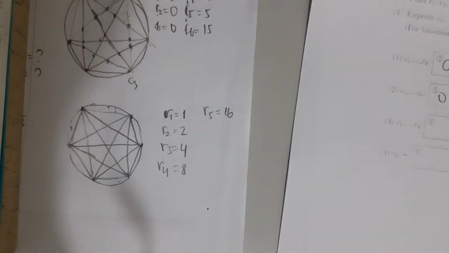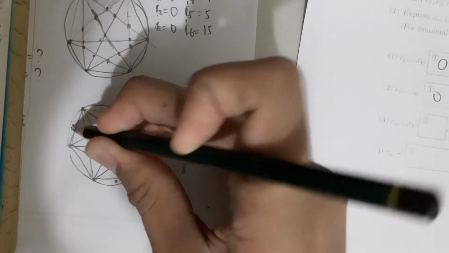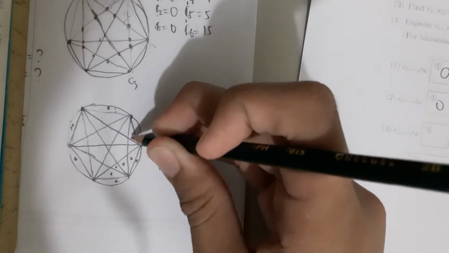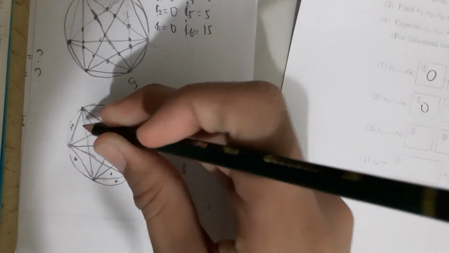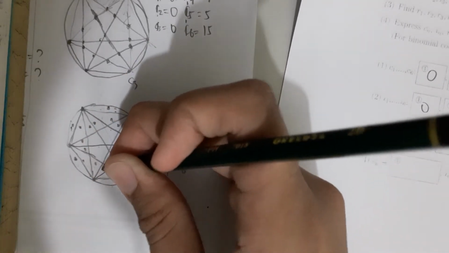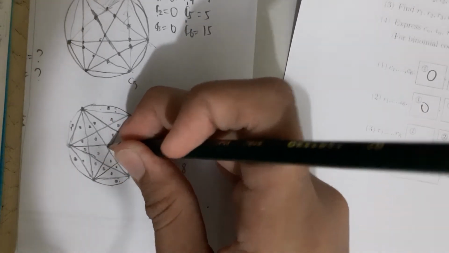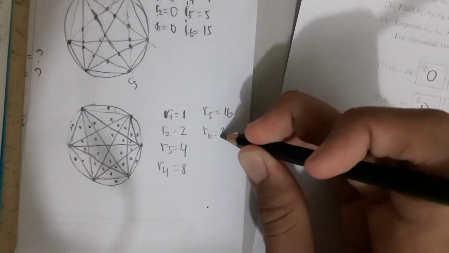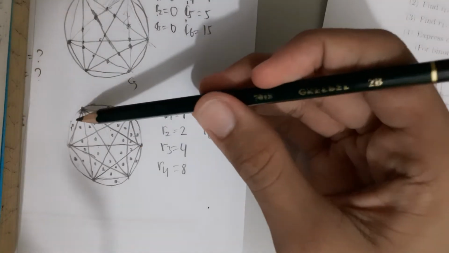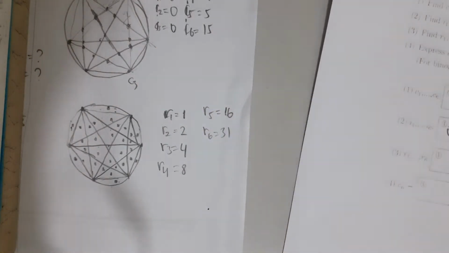Okay, so let's count the regions, which is 1, 2, 3, 4, 5, 6, 7, 8, 9, 10, 11, 12, 13, 14, 15, 16, 17, 18, 19, 20, 21, 22, 23, 24, 25, 26, 27, 28, 29, 30, 31. Oh, there are 31 regions covered by 6 points, and we just connect these 2 points on the circumference to make a chord. So there are 1, 2, 4, 8, 16, 31.